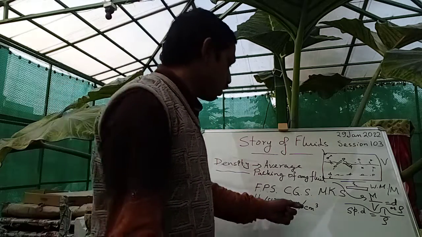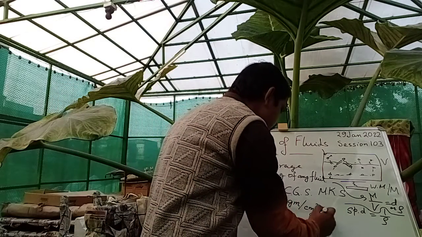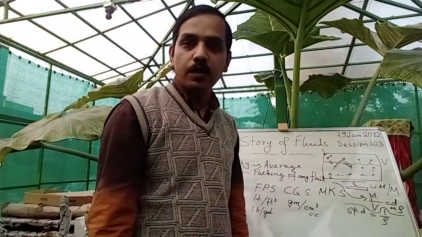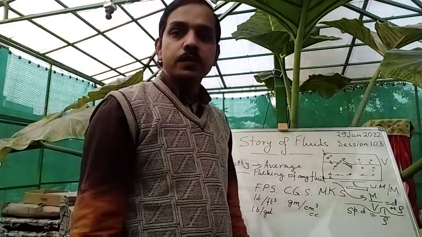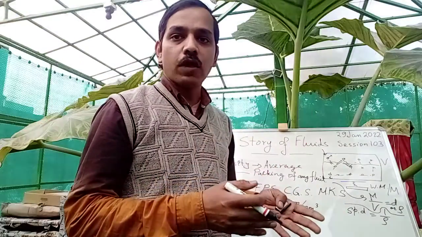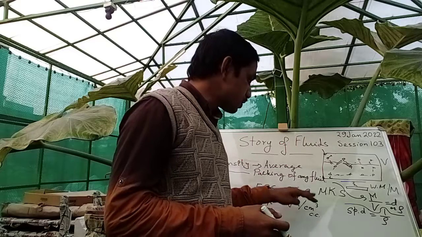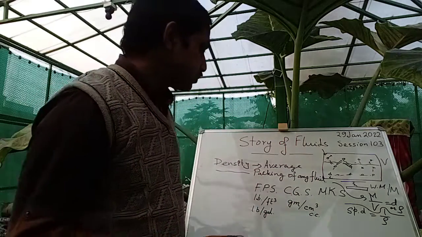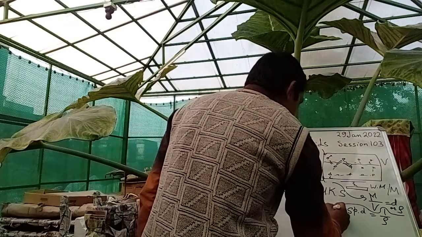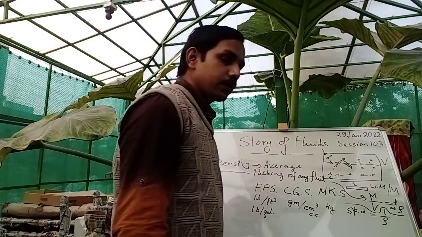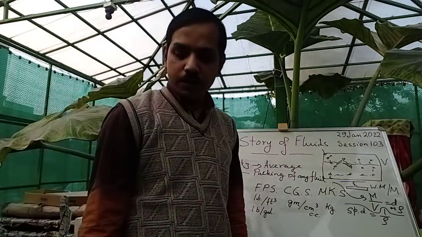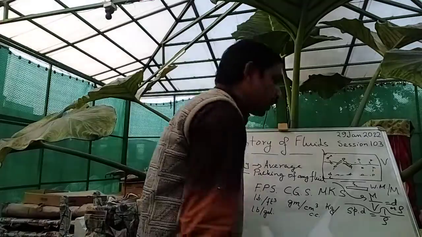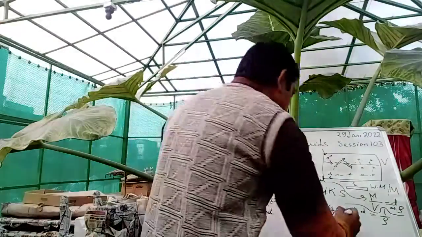So sometimes we call it cc, cubic centimeter. So gram per cubic centimeter is a very generic unit for the density. For the MKS, that is kg. That is a mass unit, and we can divide it by the volume.